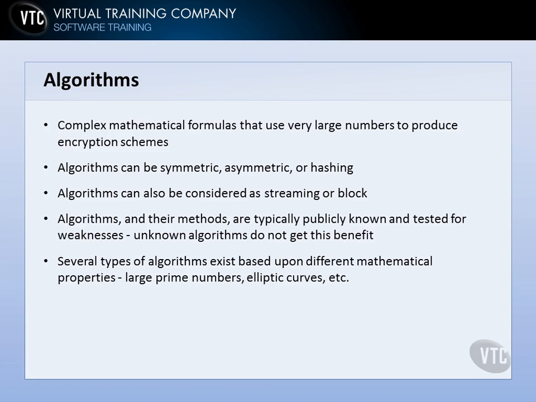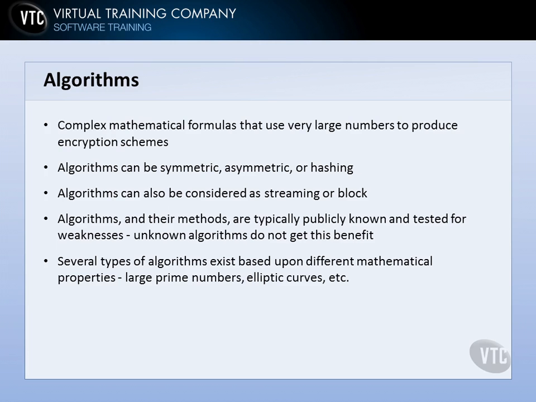Algorithms can also be considered as streaming or block, and sometimes we hear the term streaming cipher or block cipher. But what that really boils down to is how it handles the data. Streaming means that it comes in streams, one character at a time, continuously, and the block means that it takes blocks of maybe 64 characters or bits at a time.